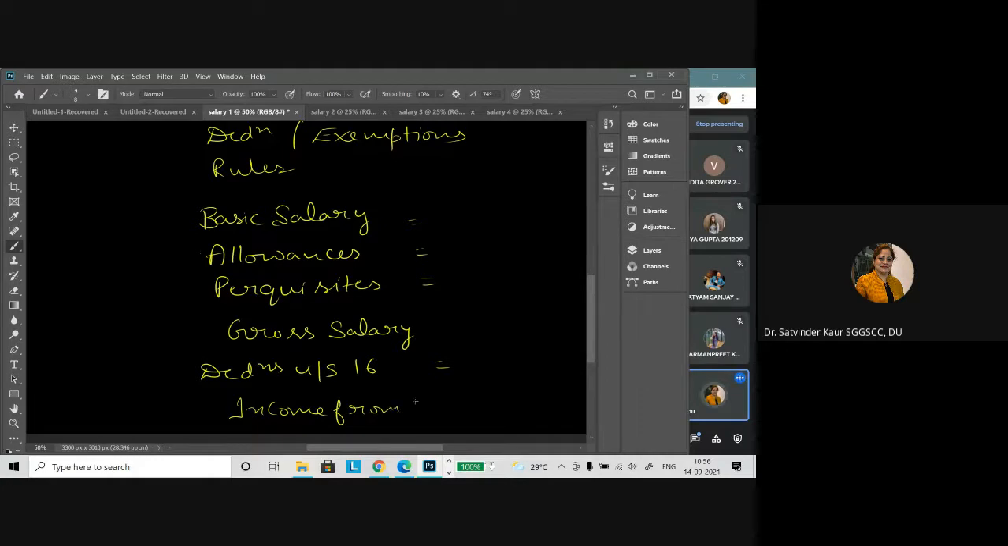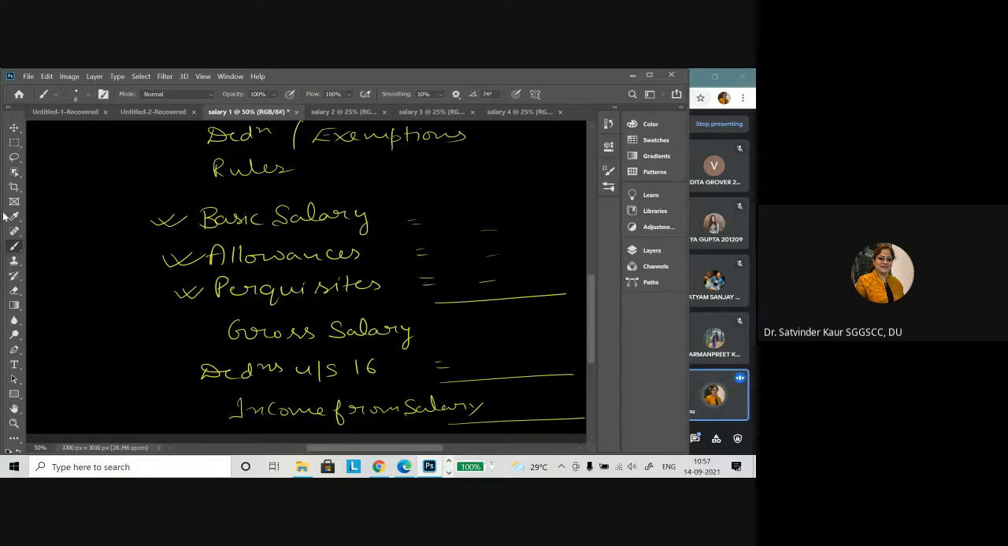In this case, what we have to understand is what the different components are which fall under the basic salary and other related items, what the different types of allowances are, how the taxability of different allowances is done, and what the perquisites are. Then the sum total of these three areas will give us the figure of gross salary, and we check whether all the conditions to claim deduction under section 16 are satisfied. After allowing these deductions, we arrive at the figure of income from salary.